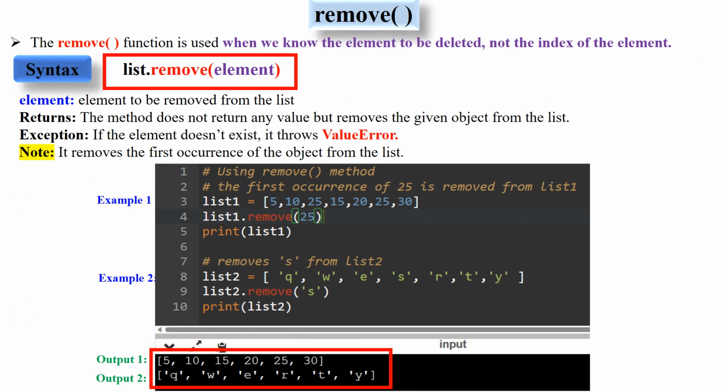The remove function is used when we know the element to be deleted, not the index of the element. The syntax is list.remove(element). Here, element is the element to be removed from the list. This method does not return any value but removes the given object from the list. Exception: if the element doesn't exist, it throws a ValueError. Remove method removes the first occurrence of the object from the list. Revise the given examples here.